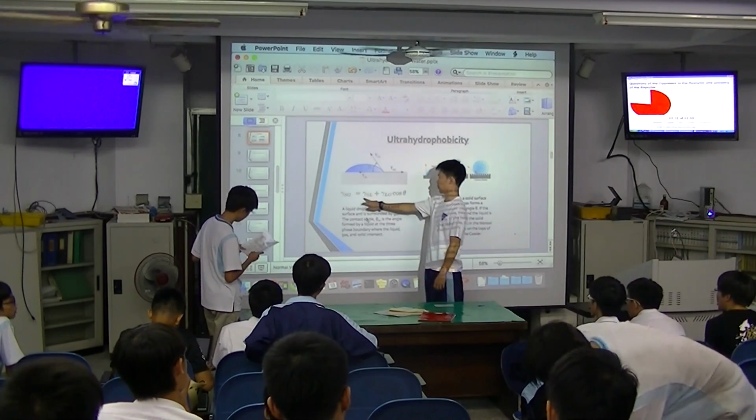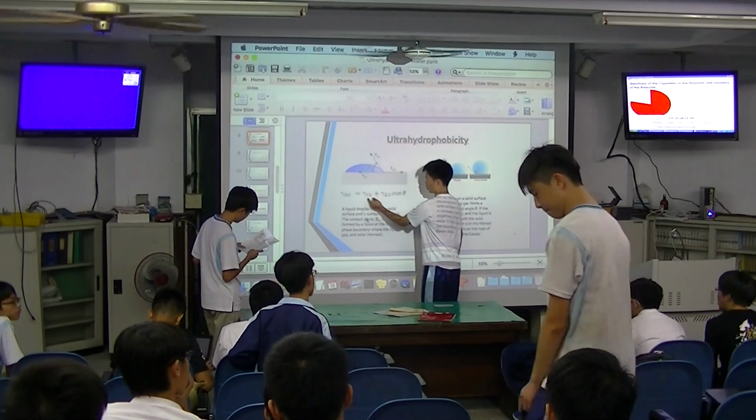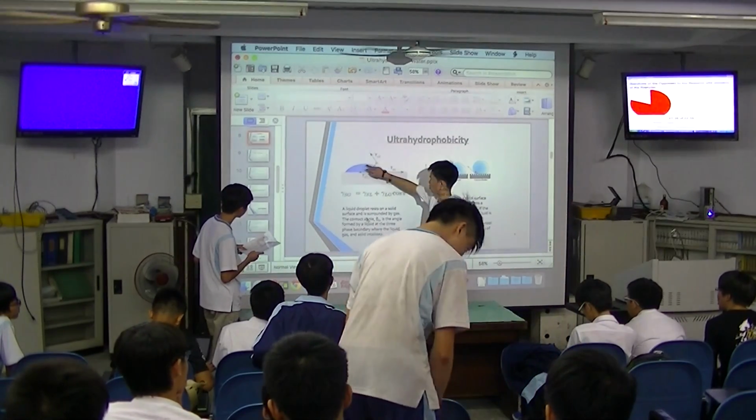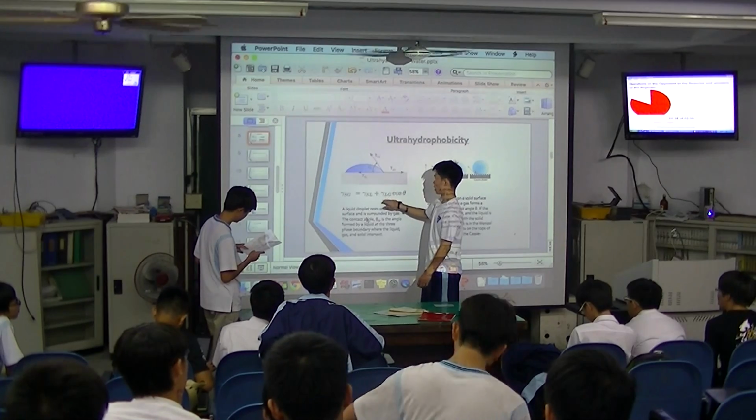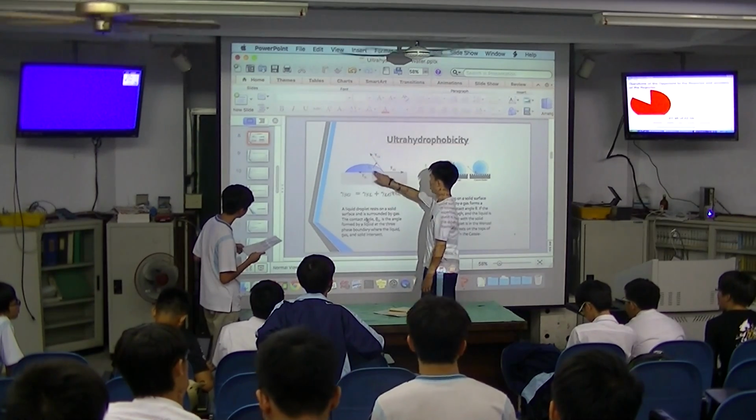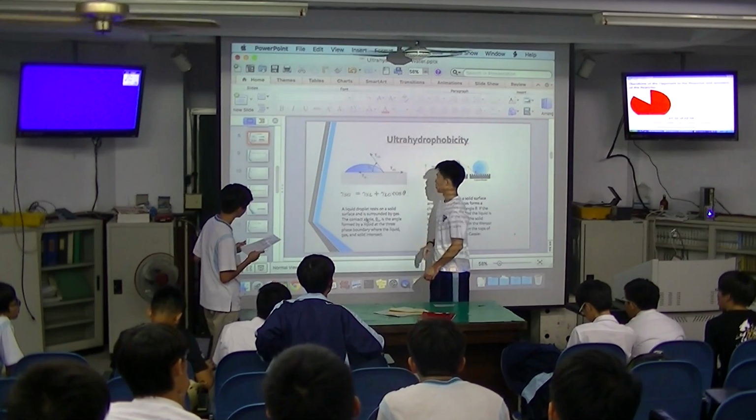This is the interfacial tension between solid and liquid, so the surface and the water droplet. And this is the interfacial tension between liquid and the outside air. And yeah.